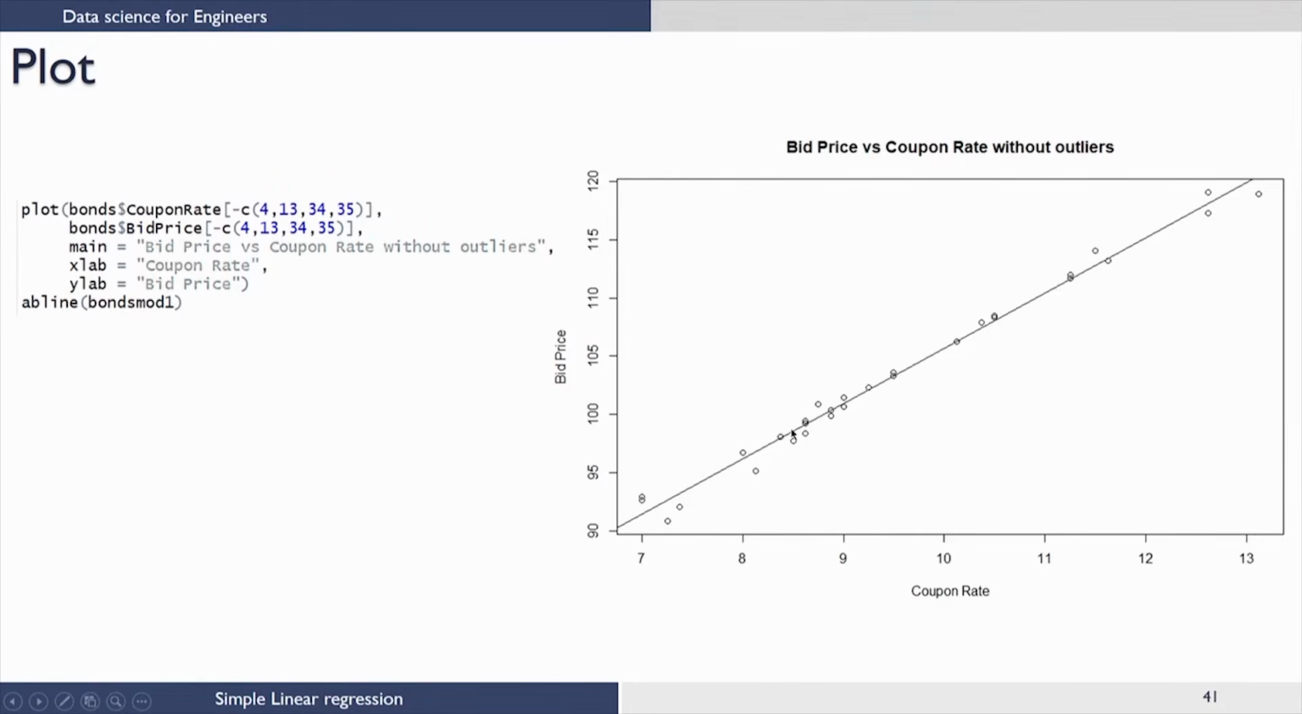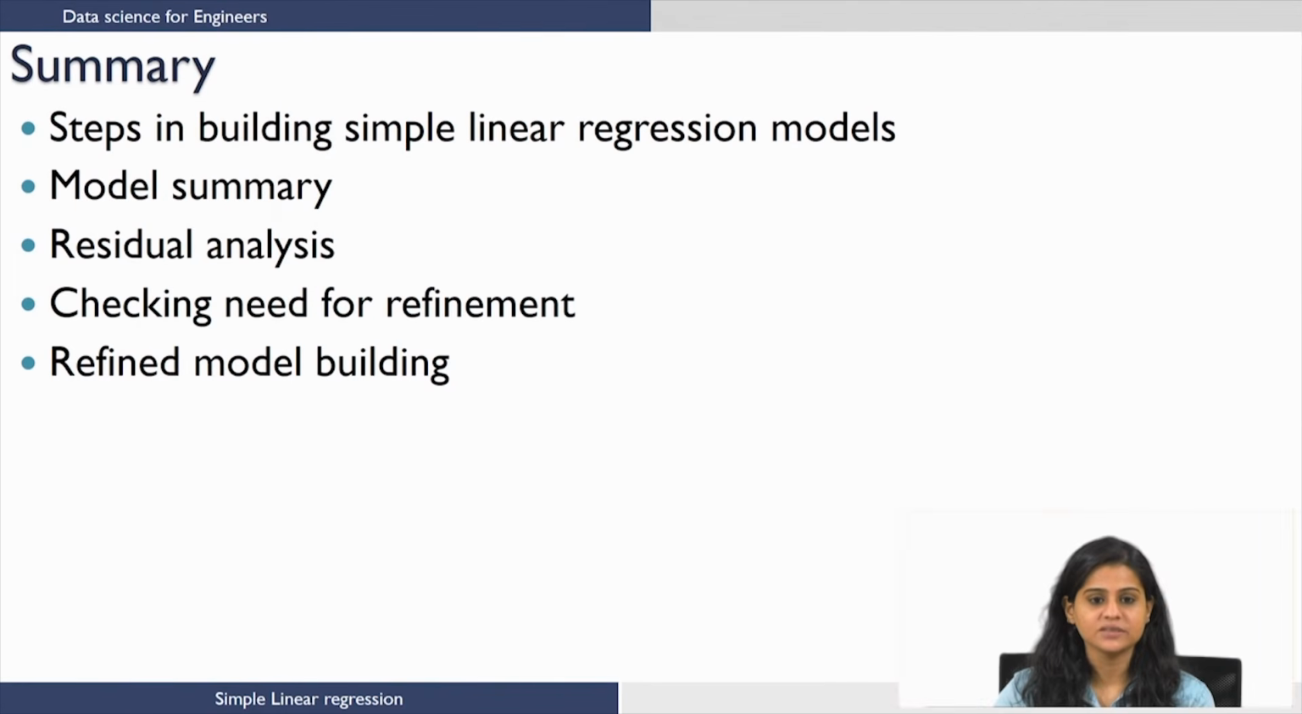So, to summarize, in these 3 lectures, we looked at the steps which are taken in building a simple linear regression model. We saw how to interpret the results from the summary for these models. We looked at residual analysis, and at answering some of the questions such as how to treat outliers. We also saw how to identify significant coefficients in our model and how good our model is. We also saw the need for checking for refinement of existing models, and then we built a refined model without any outliers.